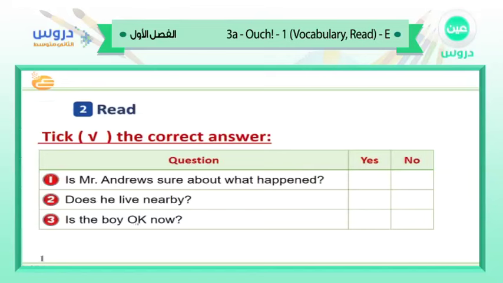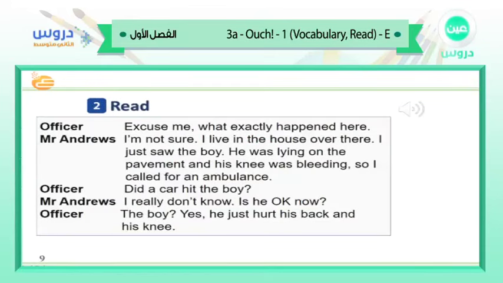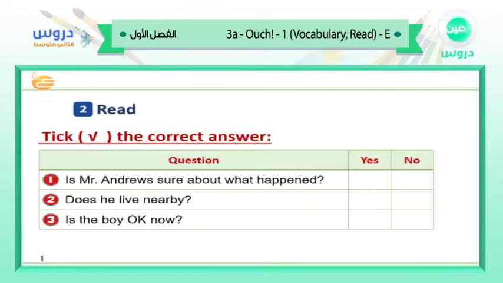Is the boy okay now? Yes or no? And is Mr. Andrews sure about what happened? No. He said, I'm not sure. Okay. Does he live nearby? Yes. He said, I live over there. Is the boy okay now? Said yes.